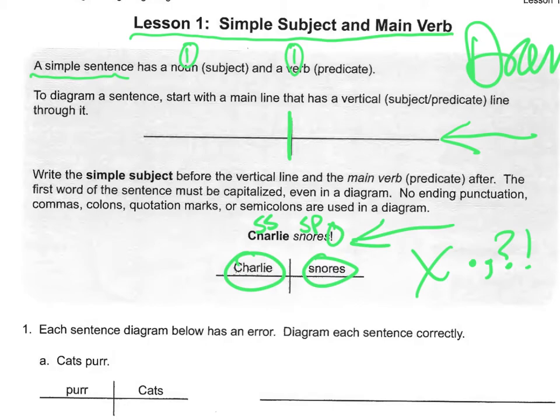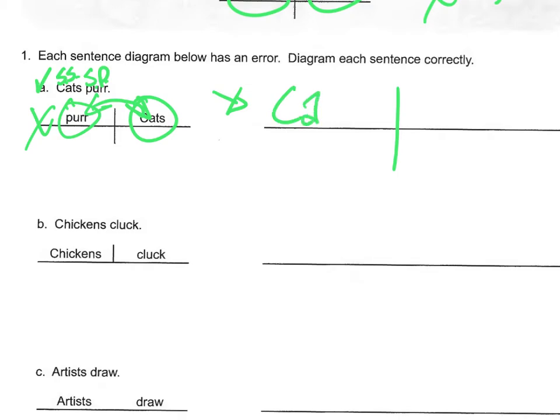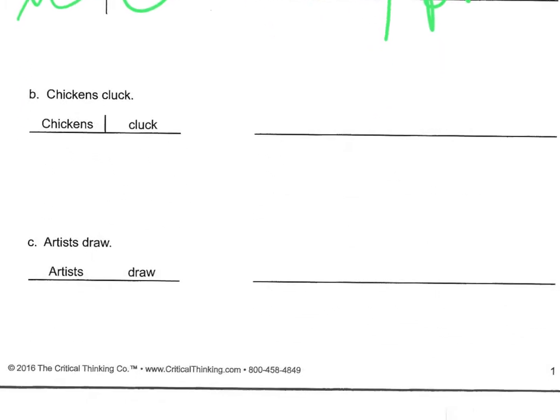Okay, let's go ahead and take a look at the first section. In the first section, the sentences are correct, but the diagrams are wrong. So the first sentence is cats purr. Who or what is this about? It's about cats. That's our simple subject. What do they do? They purr. That's our simple predicate. So, in fact, here they've messed up. They put the simple subject and the simple predicate in the wrong spots. So over here, we have our sentence base. We're going to split it between subject and predicate. We're going to write down our simple subject on the sentence base and then our simple predicate. Then we're going to move on.